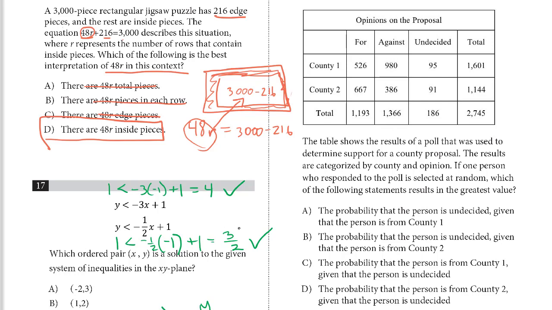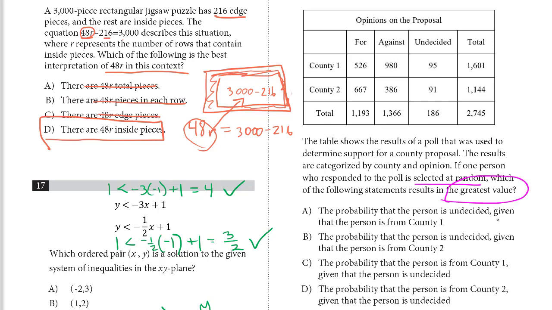Okay, number 18. The table shows the results of a poll that was used to determine support for a county proposal. So I've got two counties, county 1 and 2, for, against, undecided on the other axes, and then I've got total columns and rows on each side. So if one person who responded to the poll is selected at random, we want the probability of that person being in that group, whatever's defined, which of the following statements results in the greatest value?